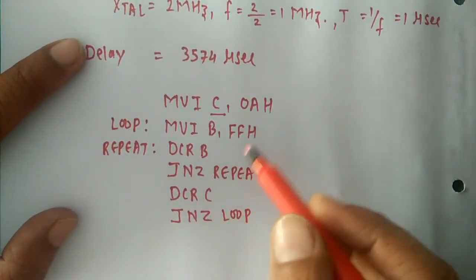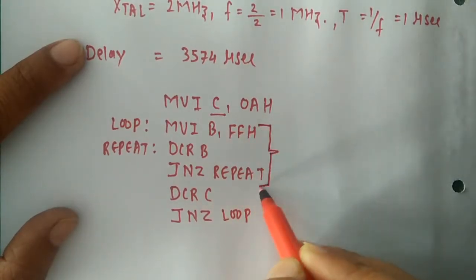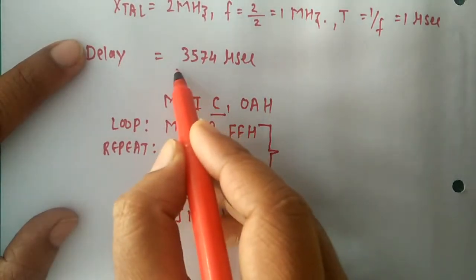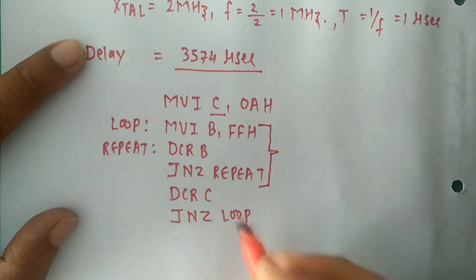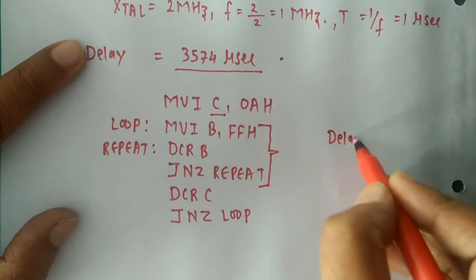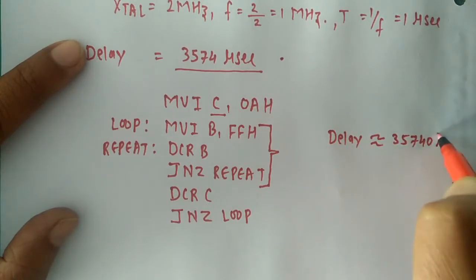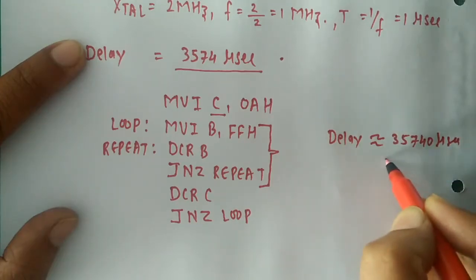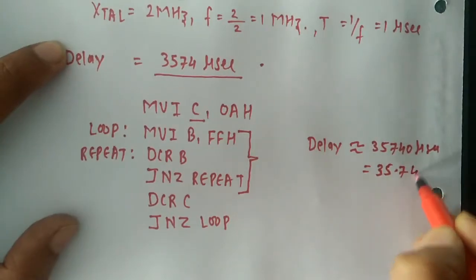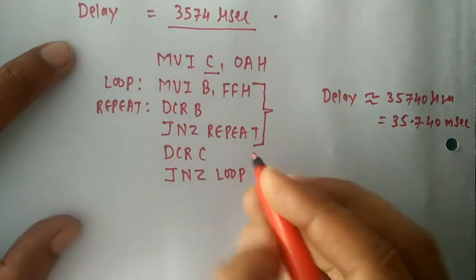Alright, so we have written our program. We are calling these three instructions 10 times, and we know that the delay generated by these three instructions is 3574 microsecond. That means we are going to get an approximate delay of 35740 microsecond, or you can say 35.740 millisecond.